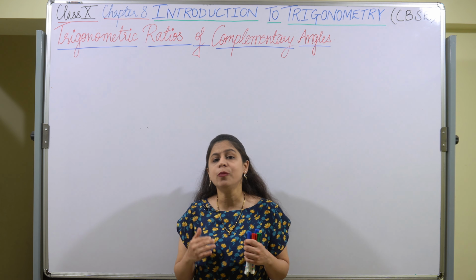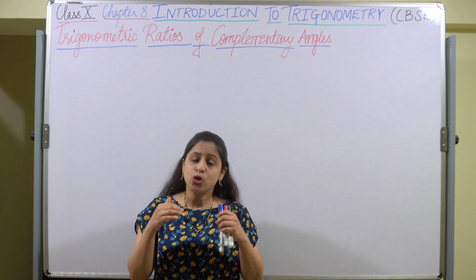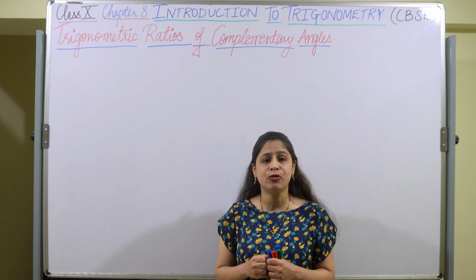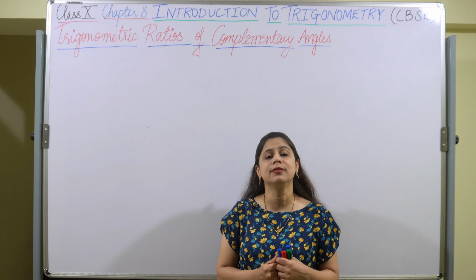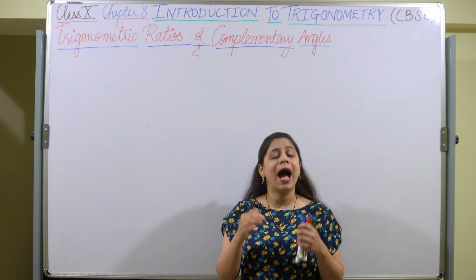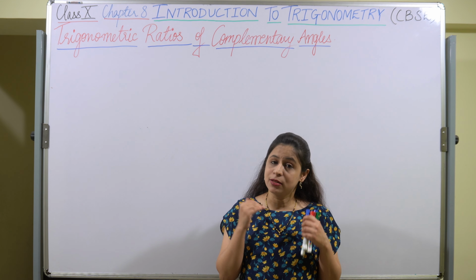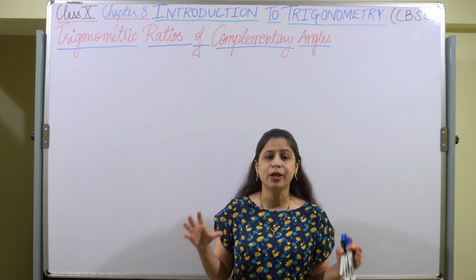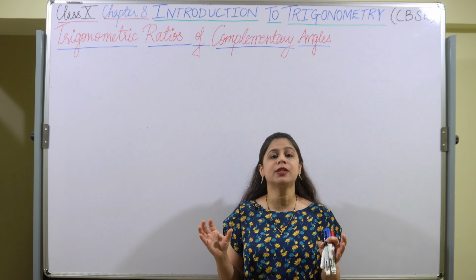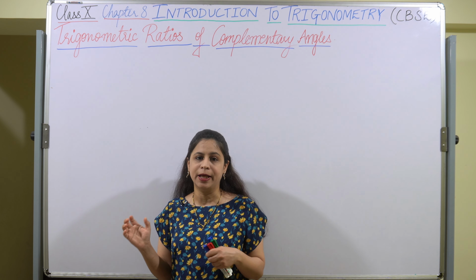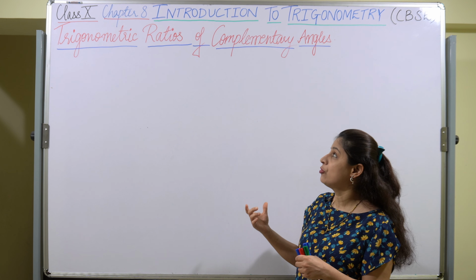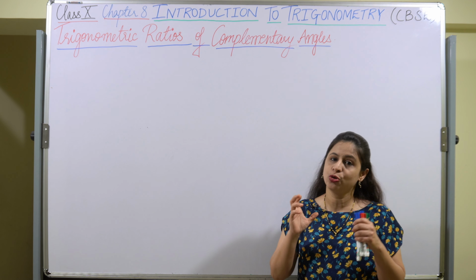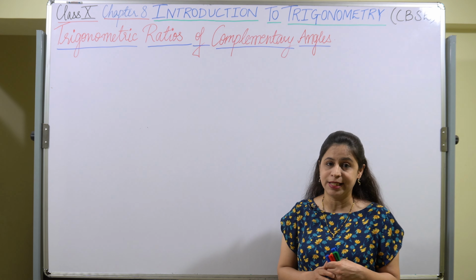So what do you mean by complementary angles? Two angles are said to be complementary when the sum of the two angles is equal to 90 degrees, and supplementary is when the sum of two angles is 180 degrees. So complementary and supplementary are two different terms. Don't get mixed up with them. Complementary means two angles should have the sum equal to 90 degrees.